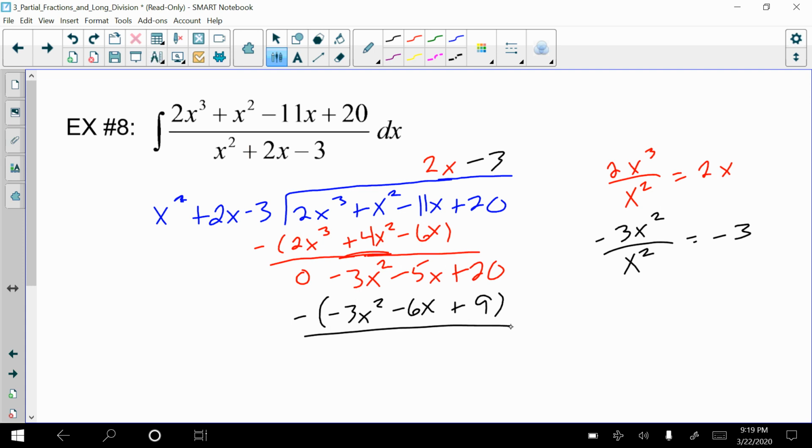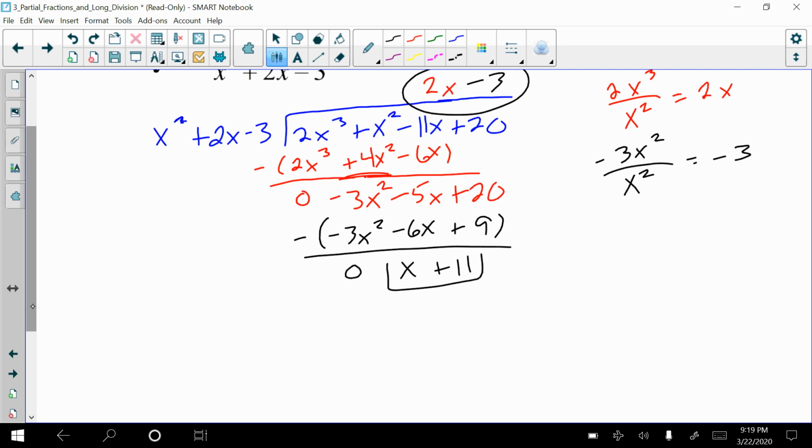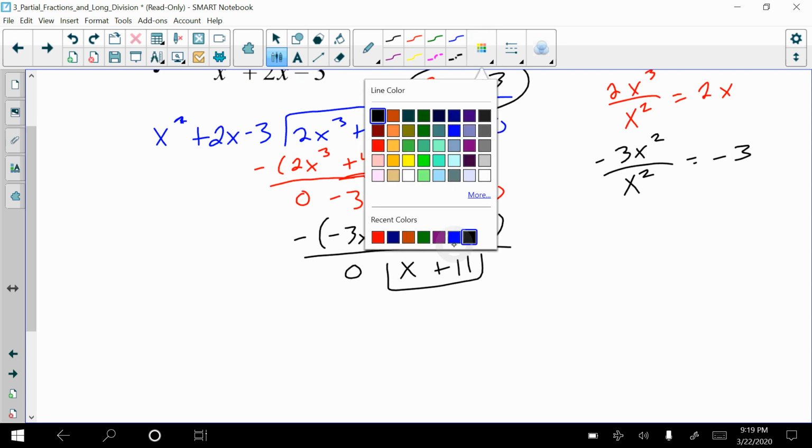So negative 3 minus negative 3 gives me a 0. Negative 3 minus a negative 6 gives me a positive 1x. And 20 minus 9 gives me a positive 11. So this is my remainder, and this is my quotient. So my new expression, and let's go back to my original color for the problem.